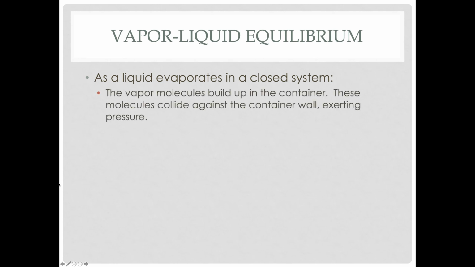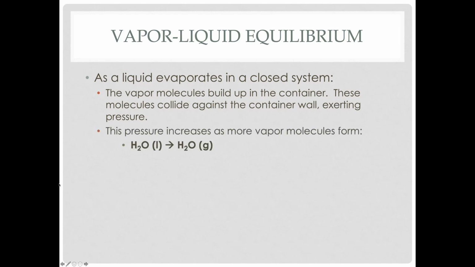All right. Vapor-liquid equilibrium occurs when you have a liquid evaporating in a closed system. The vapor molecules will build up in the container, and since the system is closed, the vapor molecules cannot escape. The molecules will collide against the container wall, and this will exert pressure above and beyond the pressure already in the flask. So if the pressure in the flask was, let's say, 100 kilopascals, the pressure in the flask will increase as vapor molecules add to the gas already in the container. So as more gas molecules form, this pressure will increase.